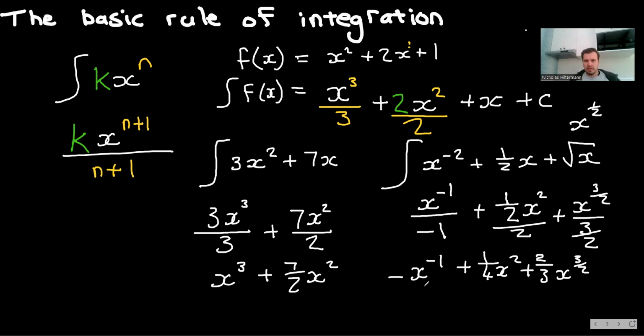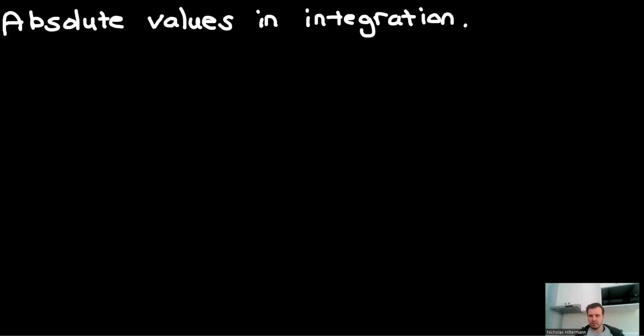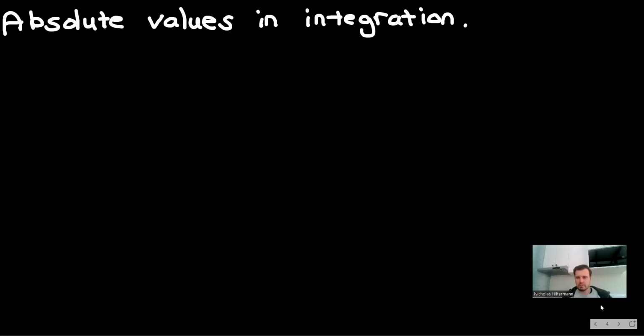Okay, and so when I have x to the minus 1, I don't want a negative exponent, so the x goes to the bottom and becomes plus x to the plus 1. So it just stays like that. Then we have a quarter x squared, and then we have 2 over 3 x to the 3 over 2. Okay, let's look. So that is the rules of integration. That's the basic rule of integration.